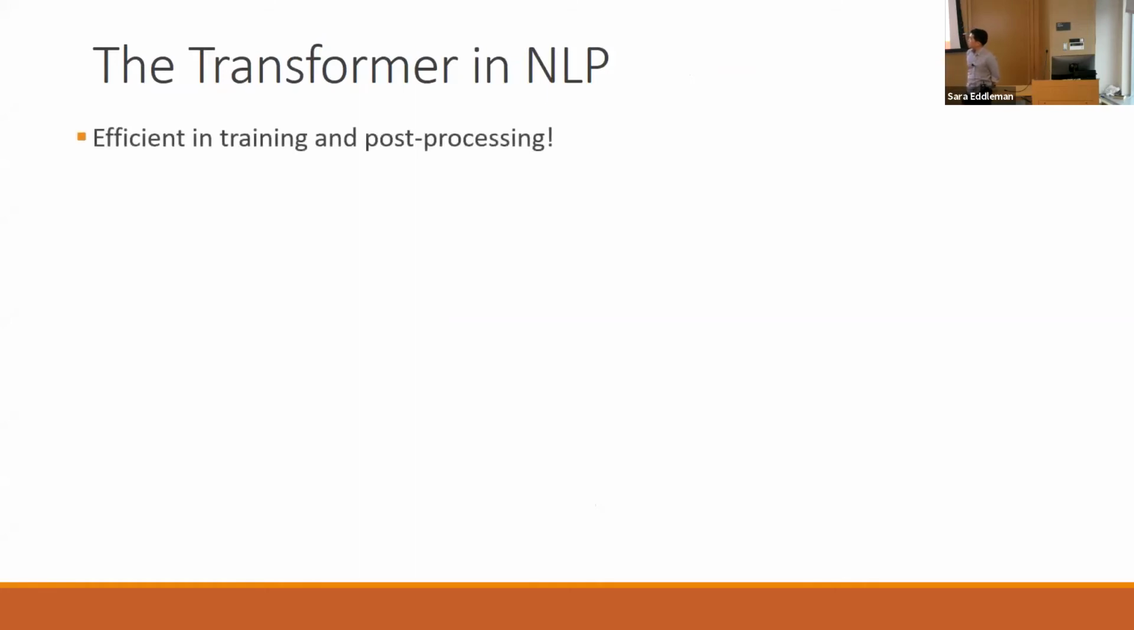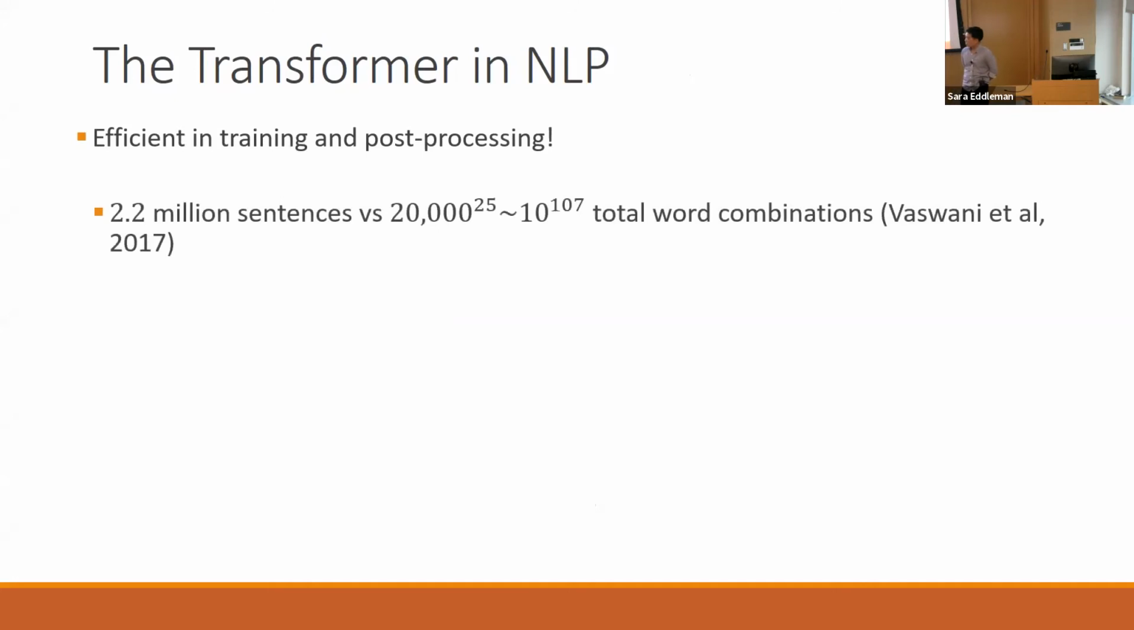So the transformer network in the natural language processing field has been demonstrated to be efficient in training and post-processing. And so in the work where it was originally proposed, it was able to learn English using 2.2 million sentences, which can be contrasted with something like 10 to the 107 total number of word combinations that are available in the language. Which is to say that the transformer is able to learn languages efficiently with a sample size that is much, much smaller than the total number of available sample sizes.